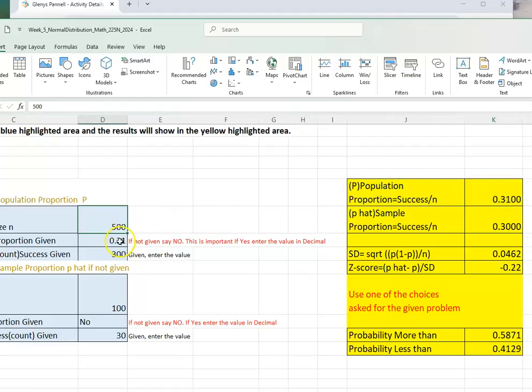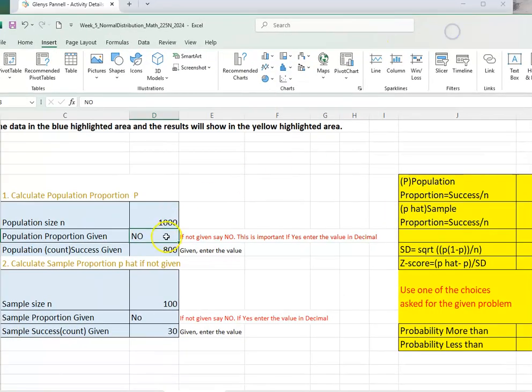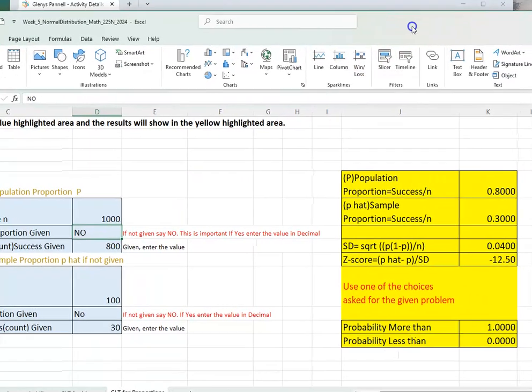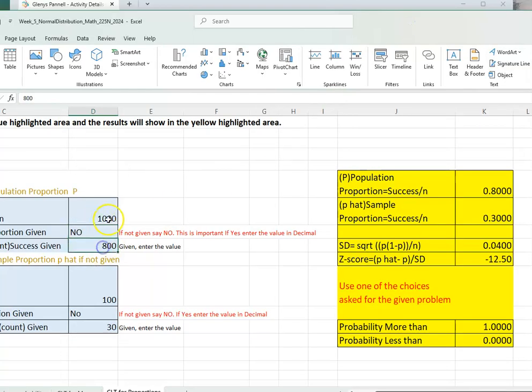And these other two boxes here for population don't affect anything. They're kind of canceled out because I have a value here in the middle. If I type in no instead of using that value, it gets the ratio of these two numbers. So it's very important that you either type no in here if you don't have the population proportion, or you enter the proportion if it's given. And notice when I type no, it's doing 800 out of 1,000 is 80% for the population proportion.